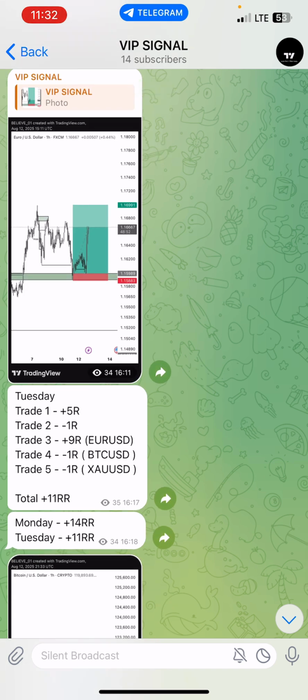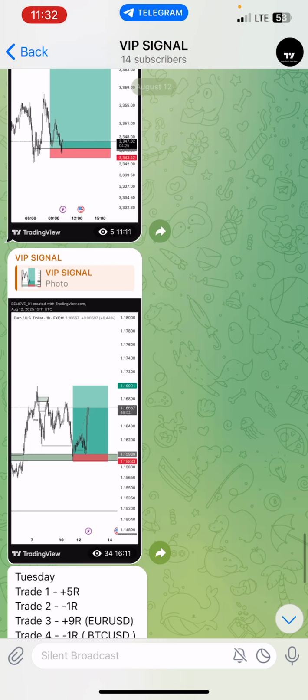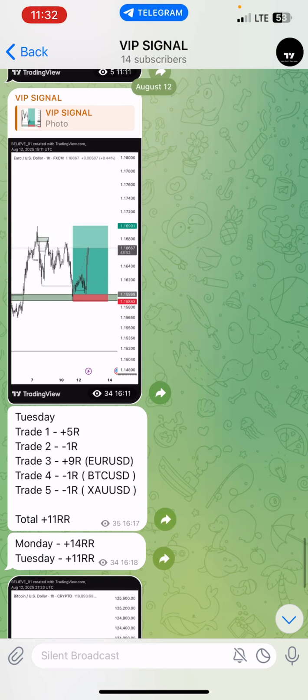So on Tuesday, the first trade was 1 to 5. The second trade was a minus. The third trade was 1 to 9. That was the EURUSD. EURUSD was a 1 to 9 trade. The fourth trade was a minus. The fifth trade was a minus. So on Tuesday, we got 14 arrow.